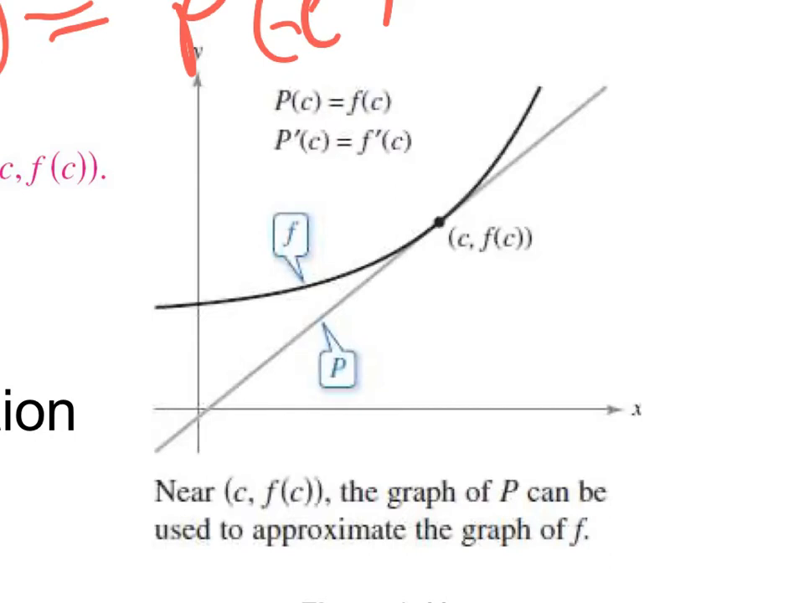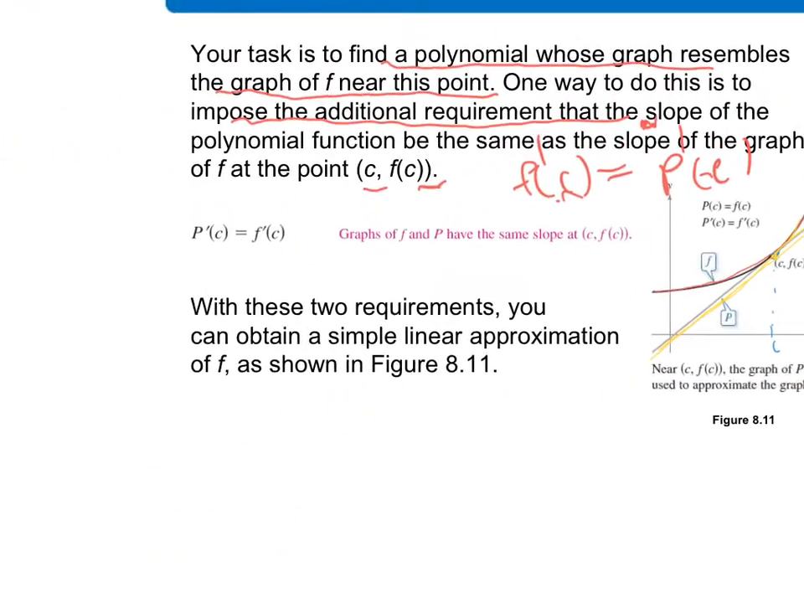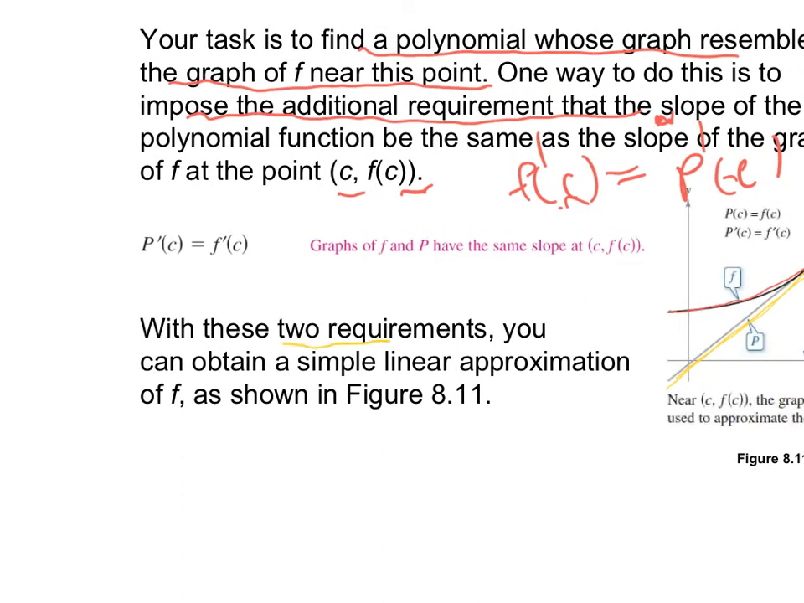See, here's my elementary function. Who knows what it is? I'm looking at it and I see I'm guaranteed at c that p of c, this is my p of c, guarantees it to be here. I've also guaranteed that the slope of this curve at c is the same as the slope of my approximation. That's not very exciting. But with these two requirements, you can obtain a linear approximation.